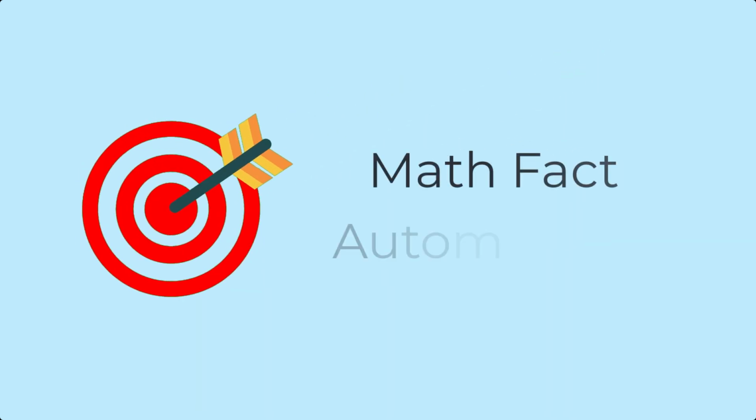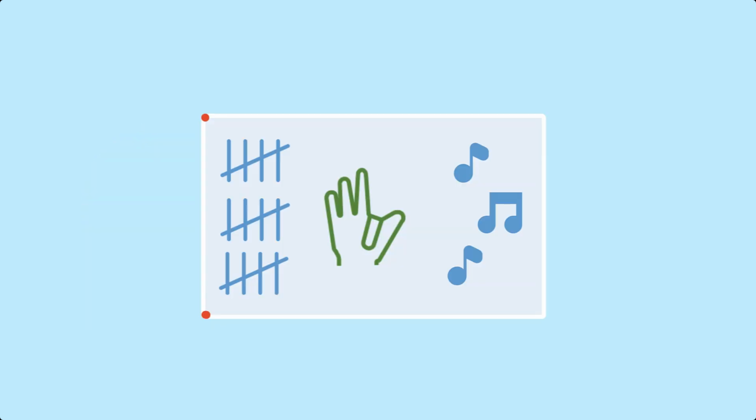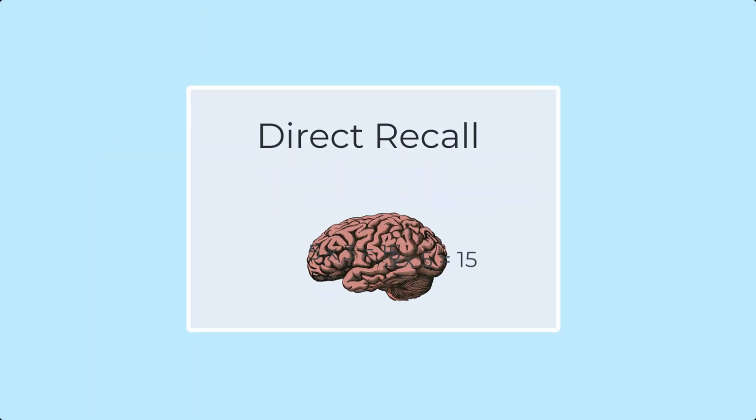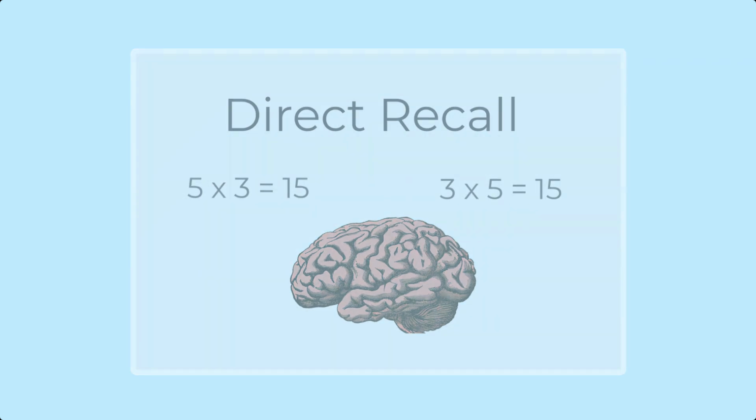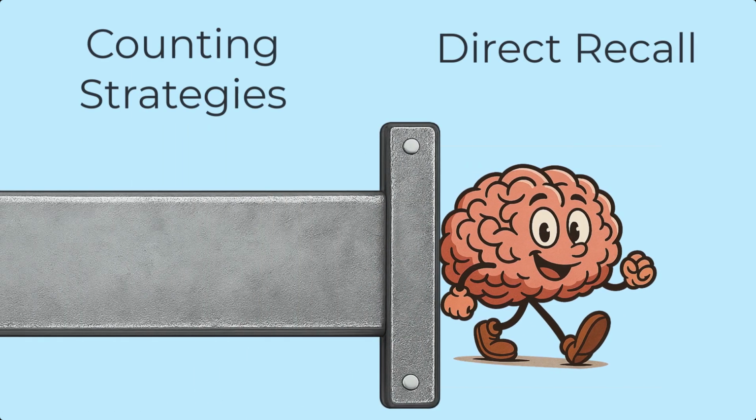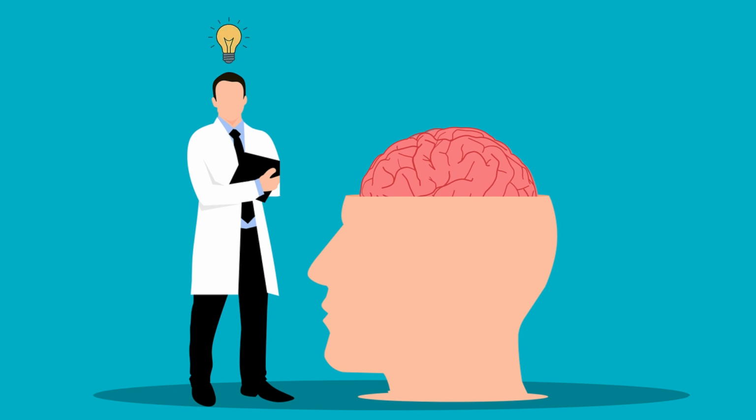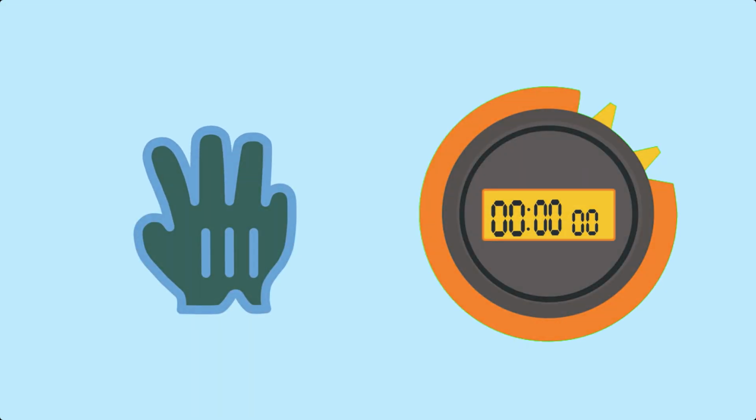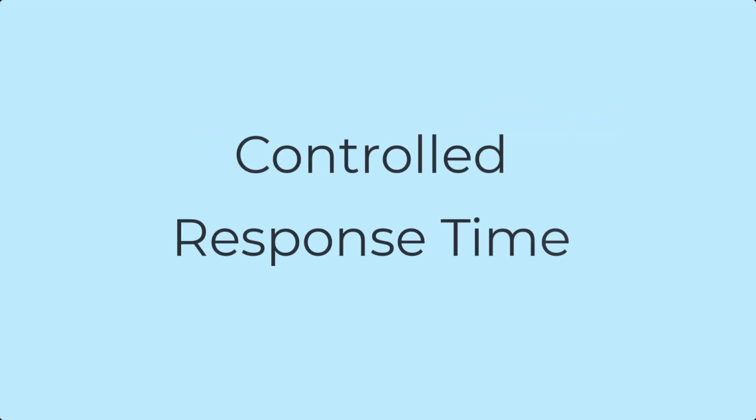Our goal in teaching math fact automaticity is to get students to make a switch from using counting strategies to using direct recall. However, our human brains usually don't make this switch on their own. Researchers have found that in order to get a student's brain to change from counting strategies to direct recall, the student has to run out of time to use counting strategies. Specifically, they need a controlled response time.